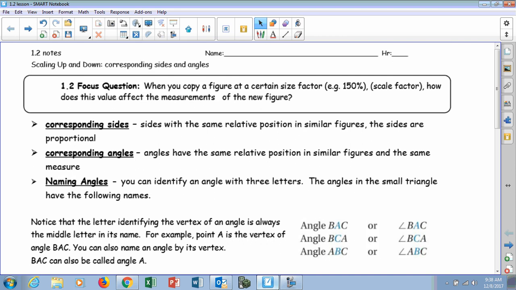Corresponding angles. Angles that have the same relative position in similar figures and the same measure. So again, a triangle, you saw where the 90 degrees were on both angles, right? They're the same angle. It's just bigger sides. And then naming the angles. We're going to talk about all that stuff today.